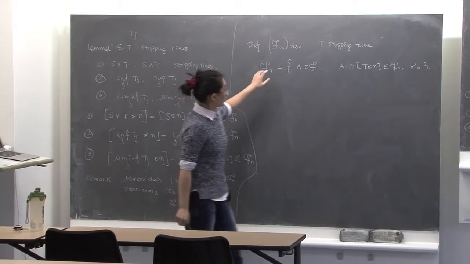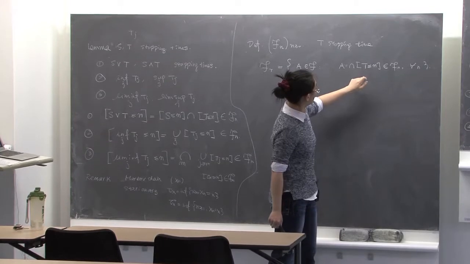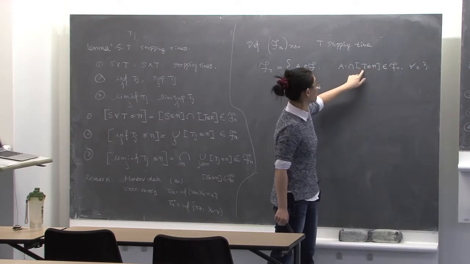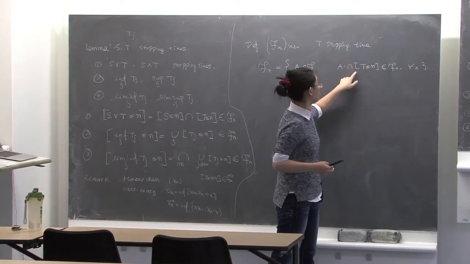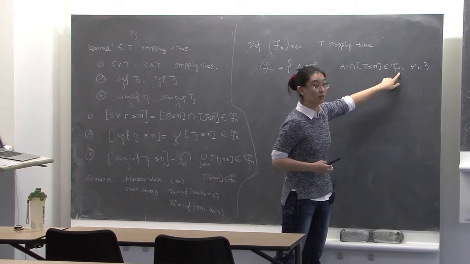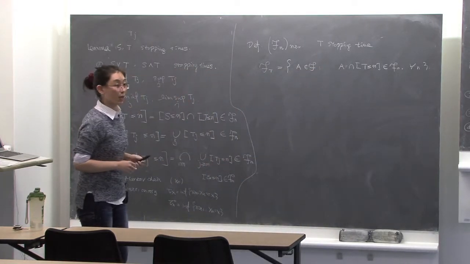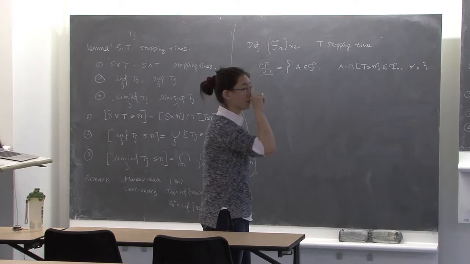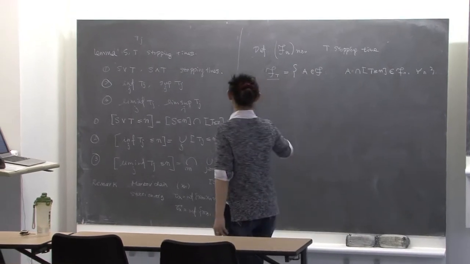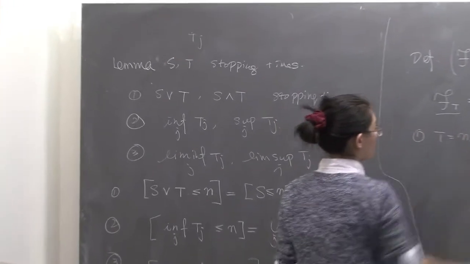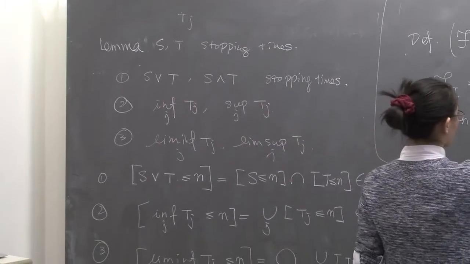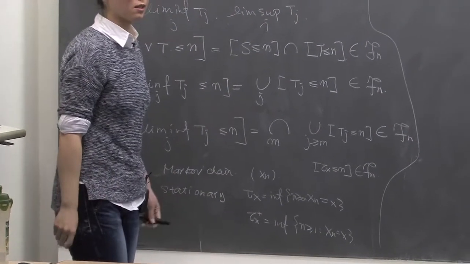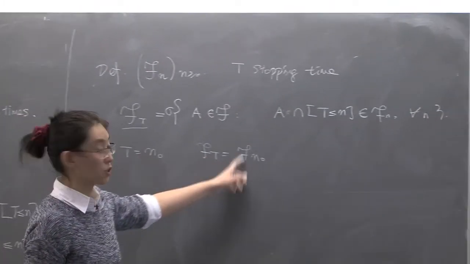So in fact, this is not very far from our intuition. For any n, we know that A intersect this event is in Fn. In order to know A intersect {T less than or equal to n}, we only need to know the information up to time n. So roughly speaking, intuitively, this F_T is exactly all the information up to time T. Okay, and we can also easily check that if T is a constant integer n0, then the corresponding F_T equals F_n0. So it is consistent with our intuition. If T is a constant, then the information up to time T is just the information up to time n0.